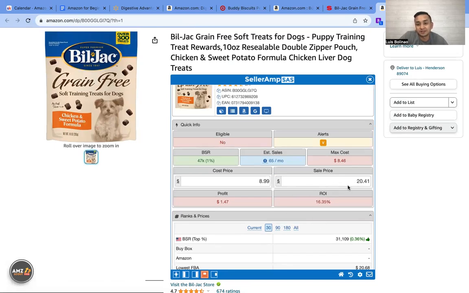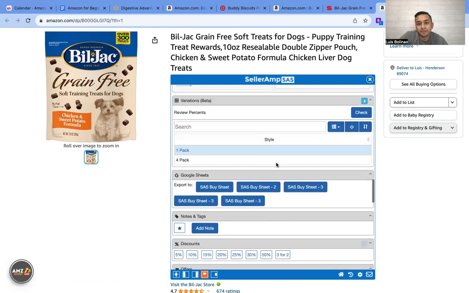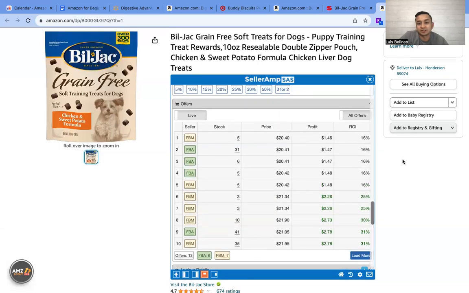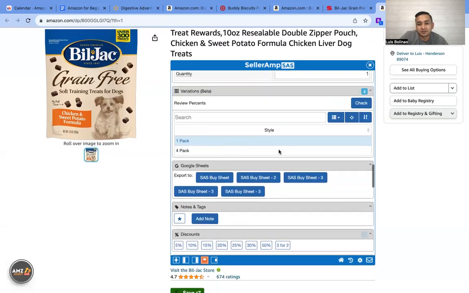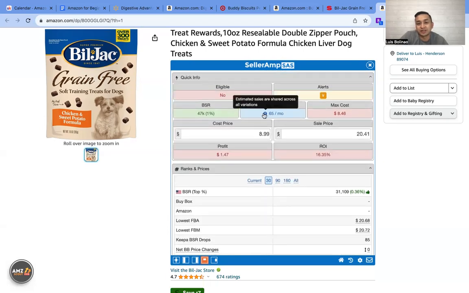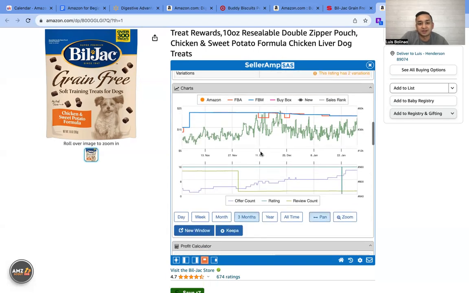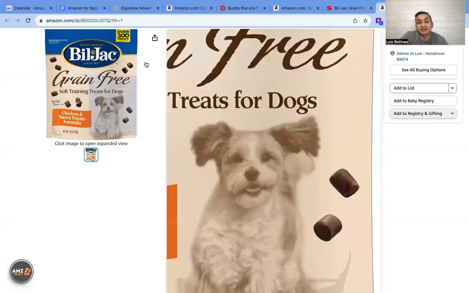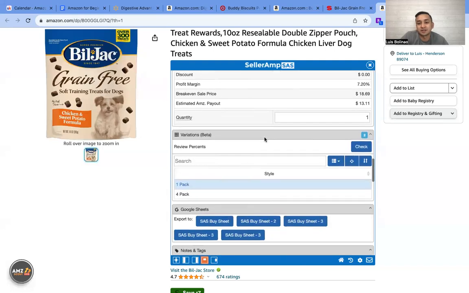I would say that's decent. It's below our minimum, but still pretty decent. It's selling 65 times a month with this many sellers. There's actually another step I can show you guys. This one is a variation, which is kind of advanced, but I'll show you. We need to find the exact sales of this exact variation of the product.